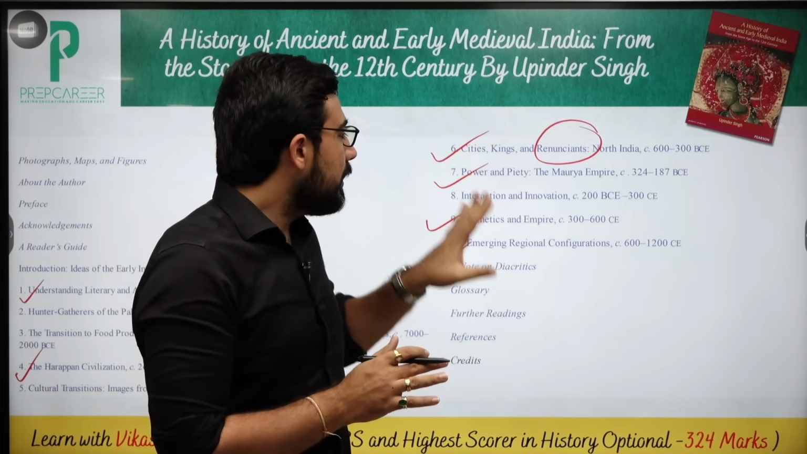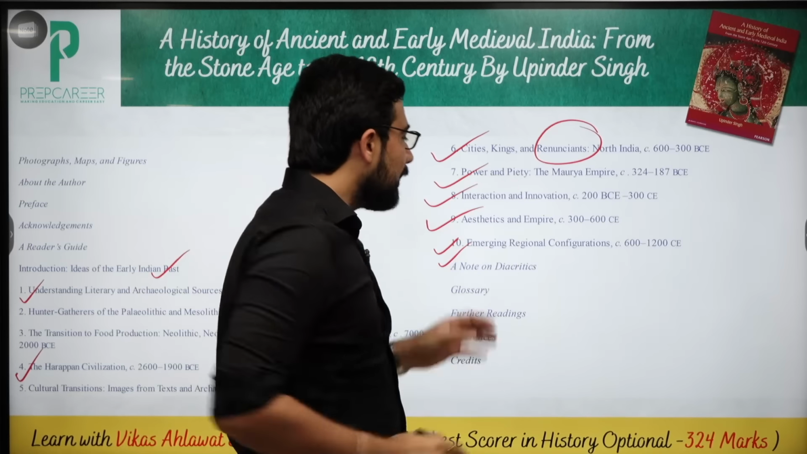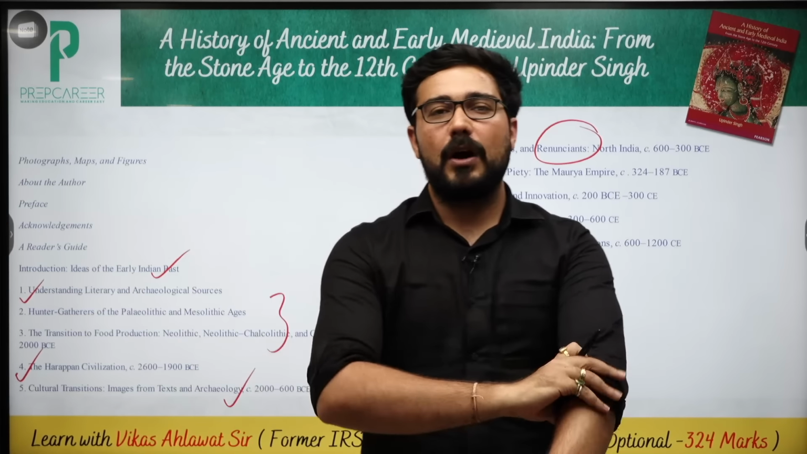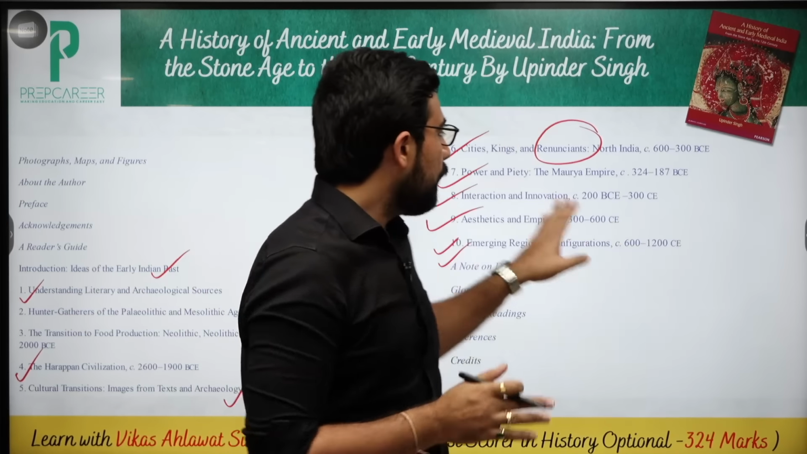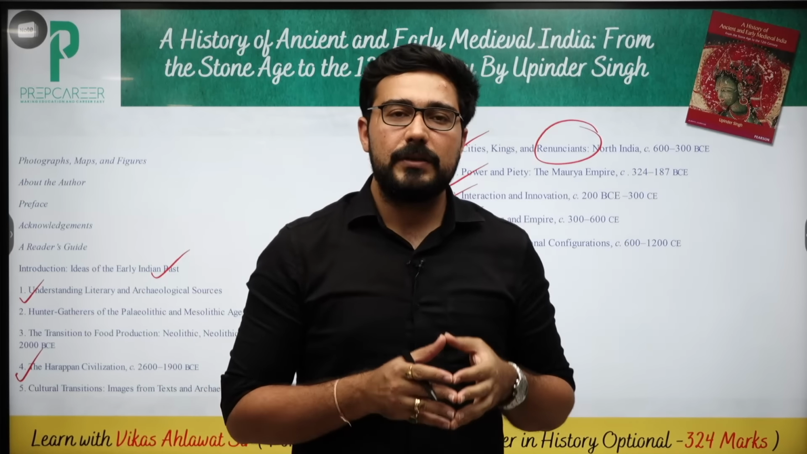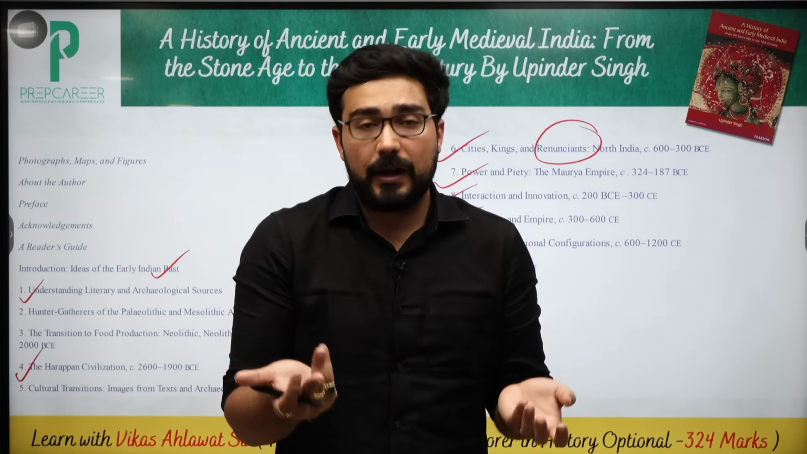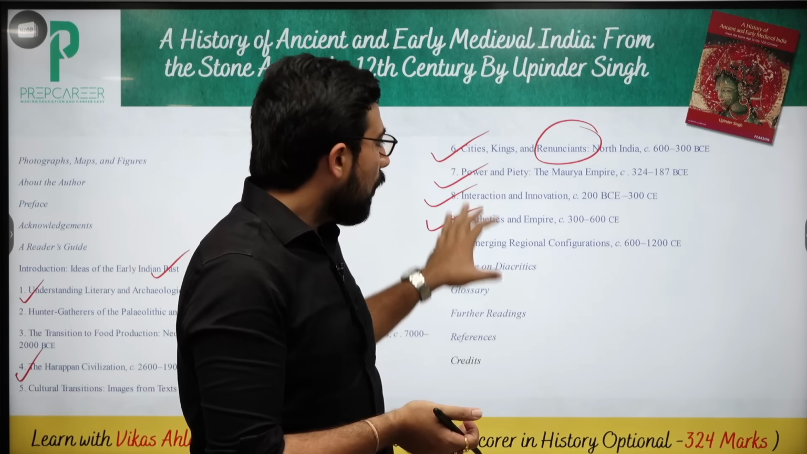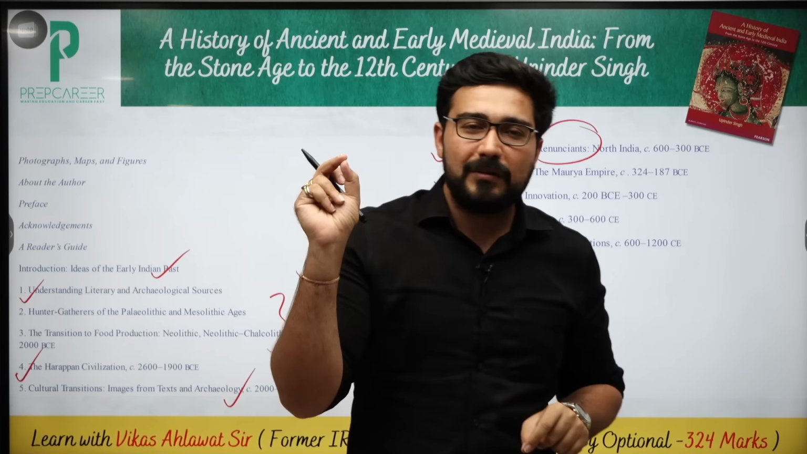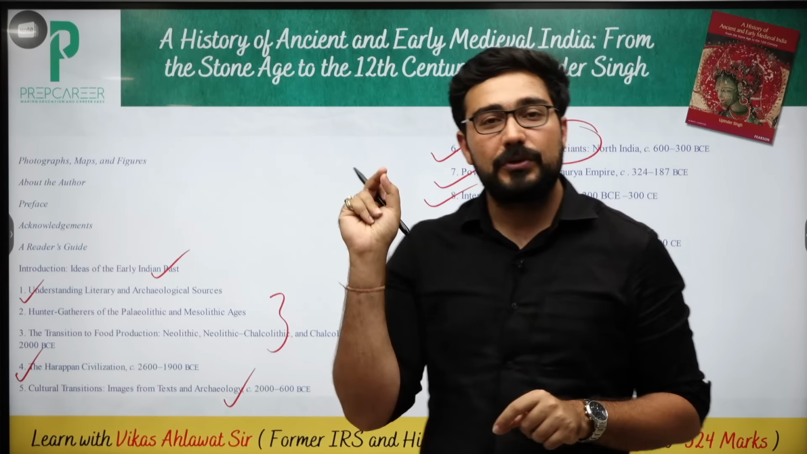Okay. Interaction and innovation. Once UPSC asks a direct question, how do you think that this age of 200 BC to 300 BC was an age of interaction and innovation? How would you react? So for all the chapters, at least remember their headings, because a direct question can come on this.